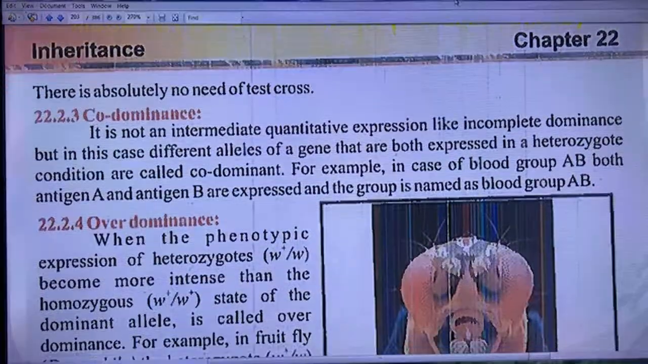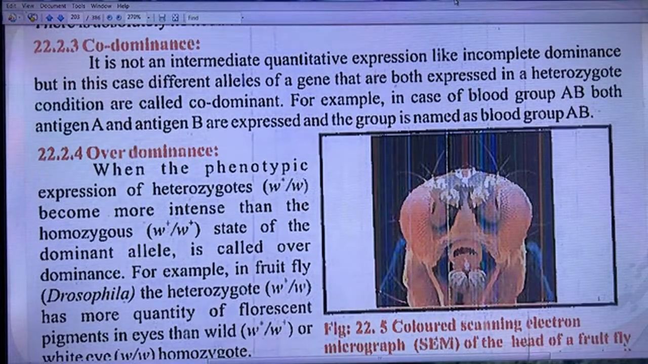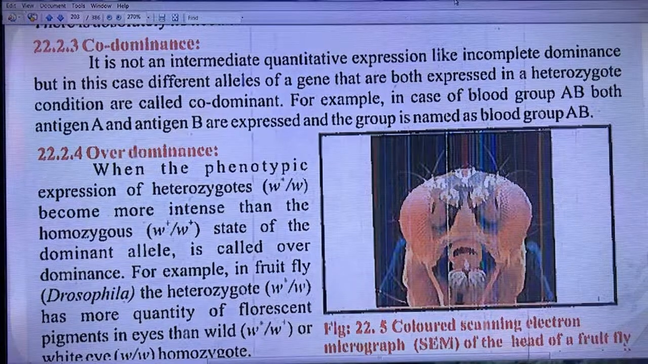There is absolutely no need of a test cross. Codominance is not an intermediate quantitative expression like incomplete dominance. In this case, different alleles of a gene that are both expressed in the heterozygote condition are called codominant. For example, in the case of blood group AB, antigen A and antigen B are both expressed and the group is named blood group AB.